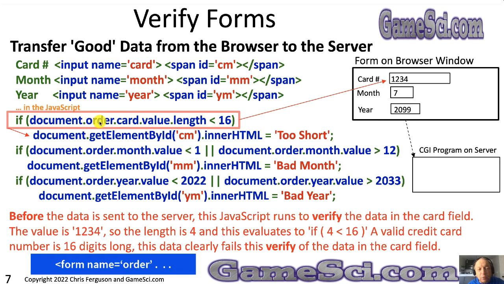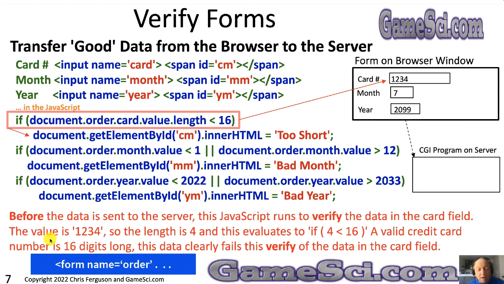If document.order.card.value.length is less than 16, check what's in this box. See if it's good. Before the data is sent to the server, the JavaScript runs to verify the data in the card field. The value is 1234, so the length of that value is 4. And this evaluates to: if 4 is less than 16, which is a true statement.